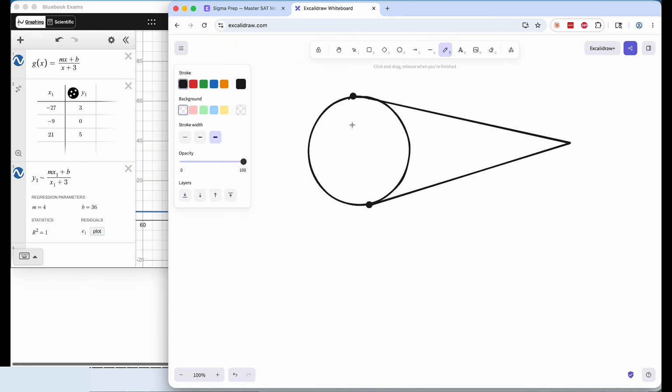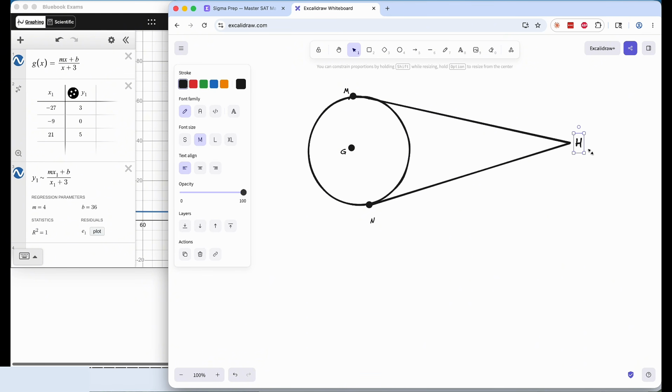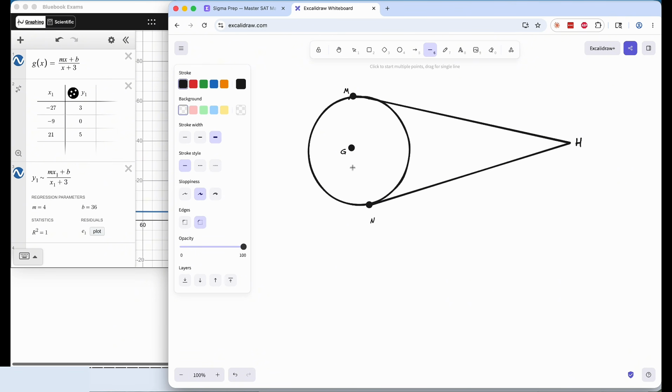They said at M and N, and then they said the center was G, so it would look something like this. Those are our points, and H would be out here where these two tangents meet. Again, I've seen a problem like this before with tangents, so I know what the picture should look like. That gives me an advantage. If you don't know that, then it's going to be a tough problem.